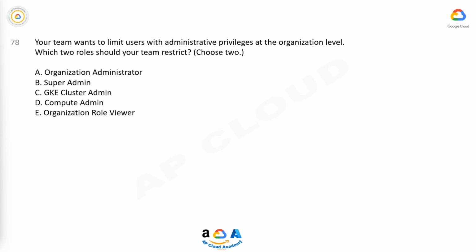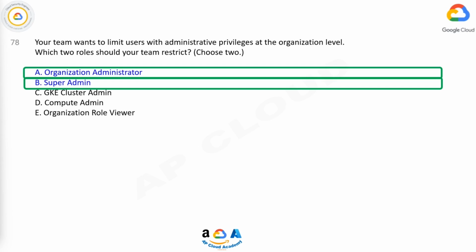78. Your team wants to limit users with administrative privileges at the organization level. Which two roles should your team restrict? Choose 2. A. Organization Administrator. B. Superadmin. C. GKE Cluster Admin. D. Compute Admin. E. Organization Role Viewer.